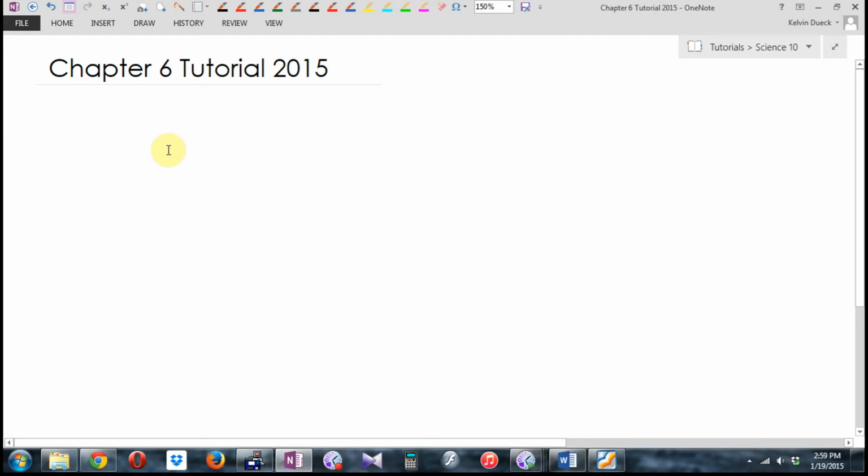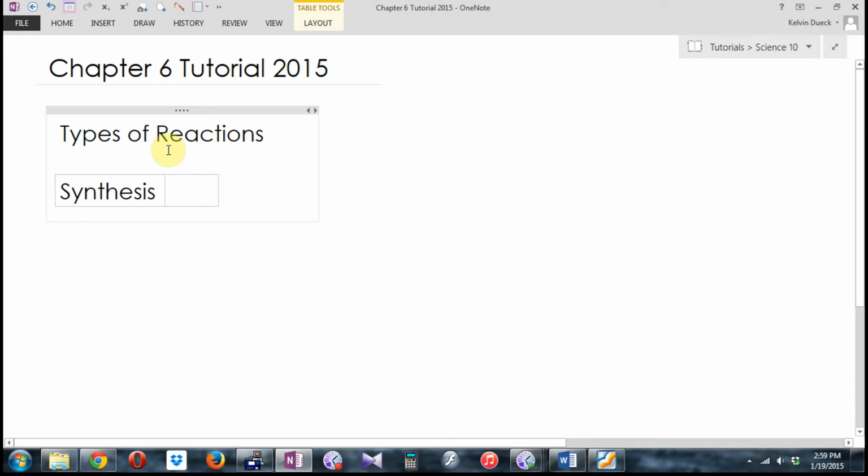Now, this chapter really has two topics: types of reactions and then how to speed them up or slow them down. Okay? For the types of reactions, you need to know these 6. So the first we started was synthesis, which looked like this. A plus B gives AB.